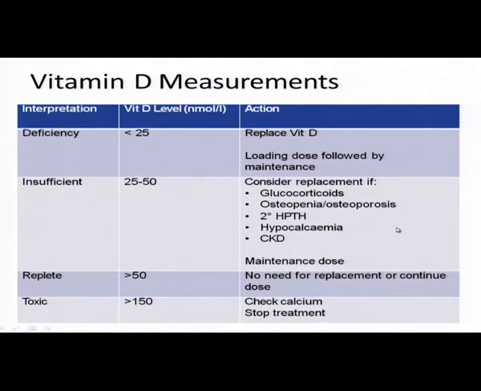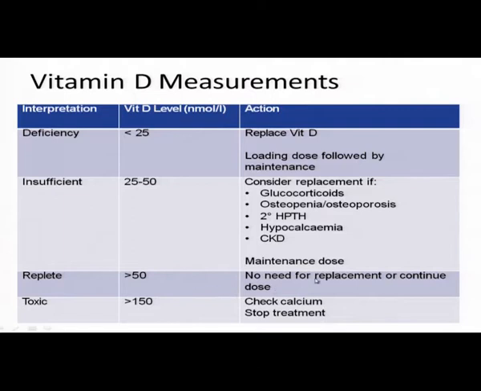And in the case of insufficient, the range is between 25 to 50. In this case you have to look at other conditions. You see whether they have been on a concomitant administration, I mean taking simultaneously some glucocorticoid, or they already have osteopenia or osteoporosis related conditions. Then you check what conditions they have and try to supplement.